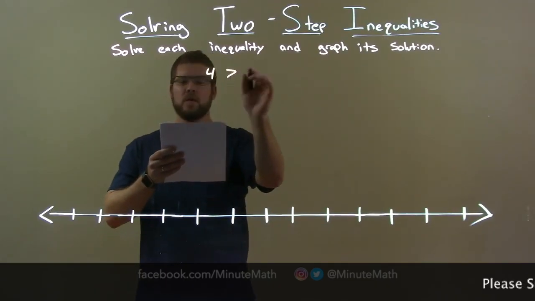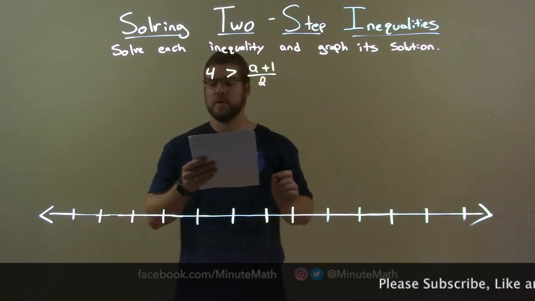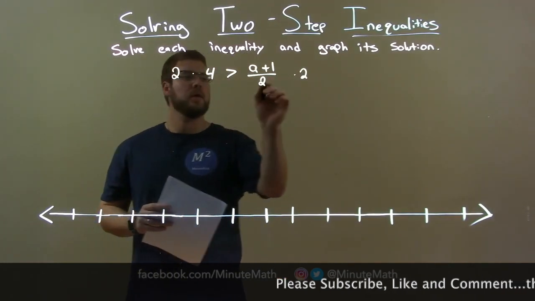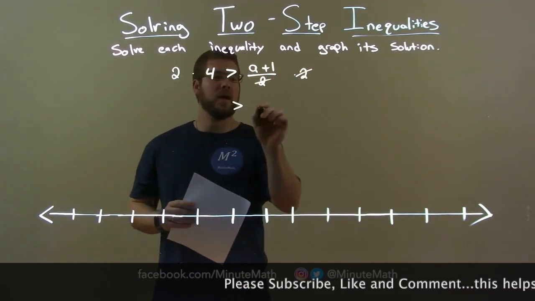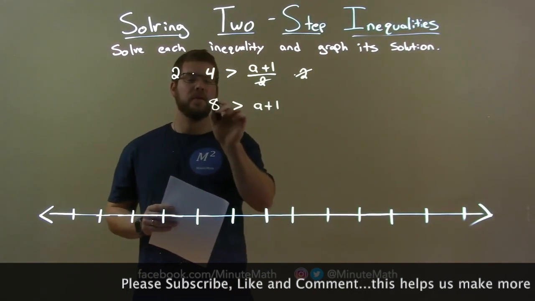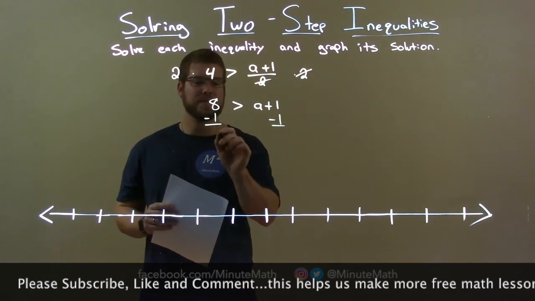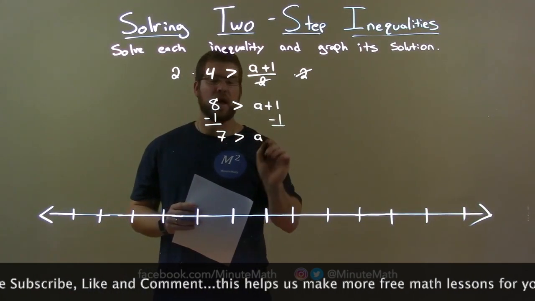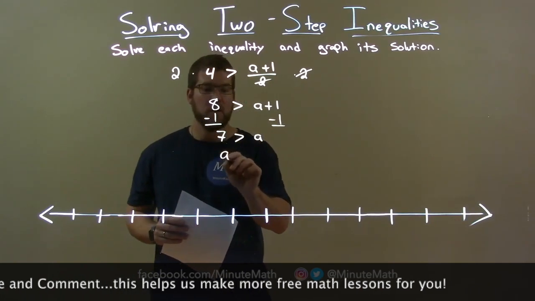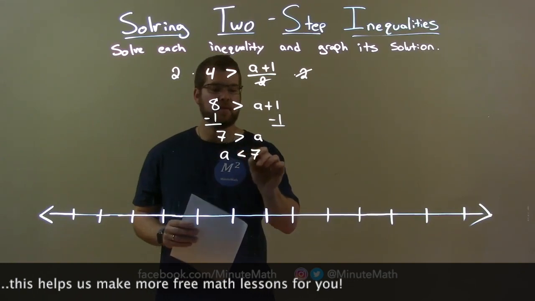4 is greater than a plus 1 over 2. First thing I want to do is multiply both sides by 2. The 2's cancel on the right, giving me a plus 1 by itself on the right. 2 times 4 is 8. Now we subtract 1 from both sides, and we get 7 is greater than a. I like to rewrite this so a is written first. So 7 being greater than a is the same thing as a is less than 7.